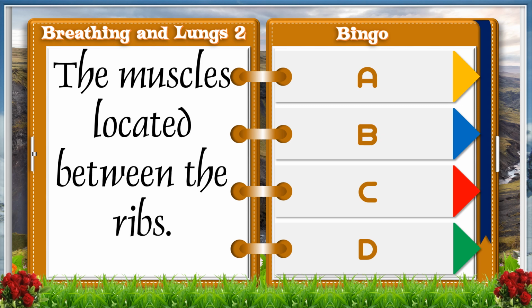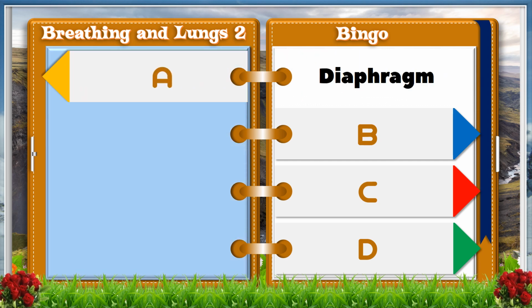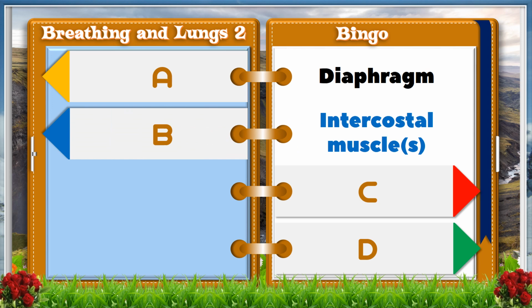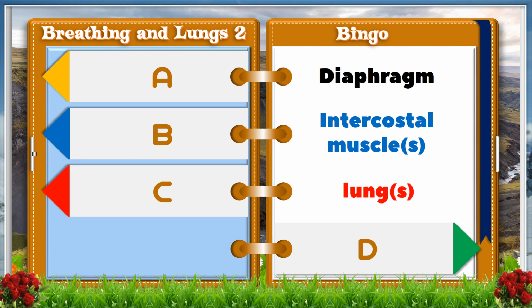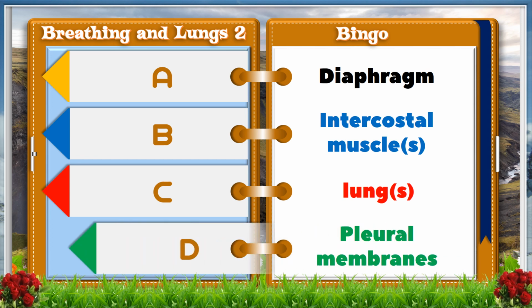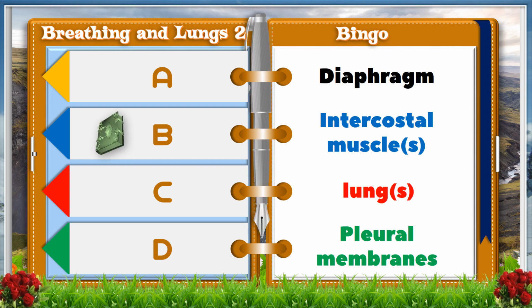The muscles located between the ribs. A. Diaphragm. B. Intercostal muscles. C. Lungs. D. Pleural membranes. And the answer is B. Intercostal muscles.